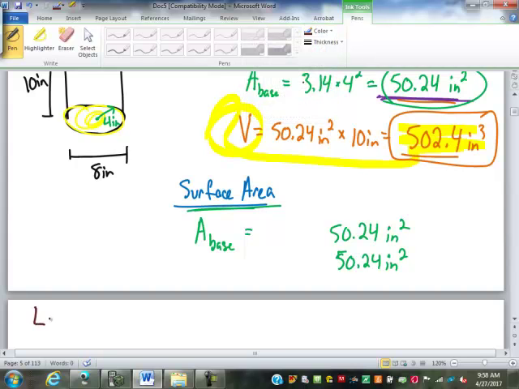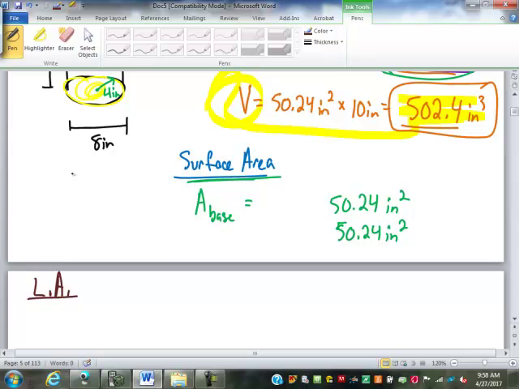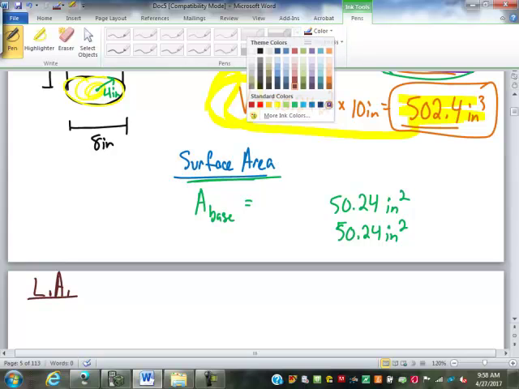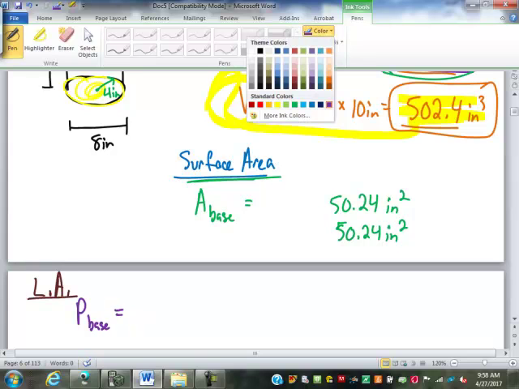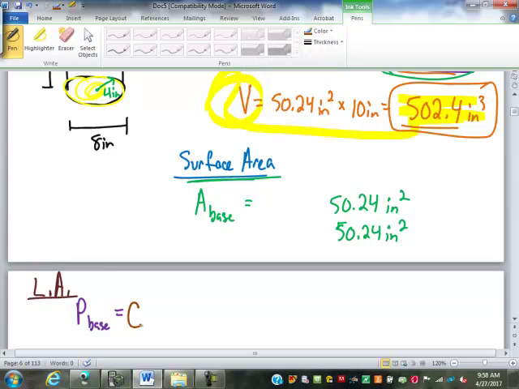Then I need to find the lateral area. To find the lateral area, I need to know the height, which I know is 10. But I need to know what other piece of information? The perimeter of the base. The base of this is a circle. So its perimeter is a circumference. So it's going to be pi, or 3.14, times diameter, the 8. 25.12 inches is the perimeter of my base.